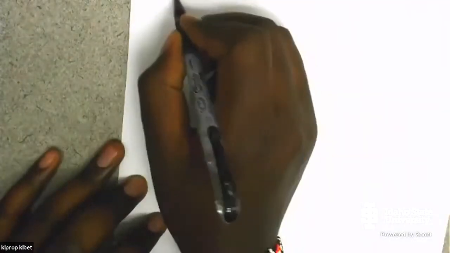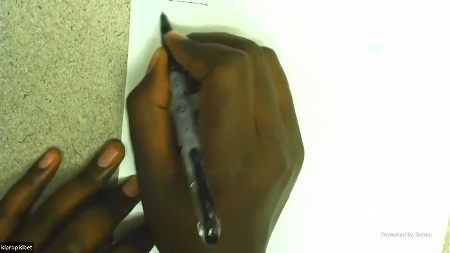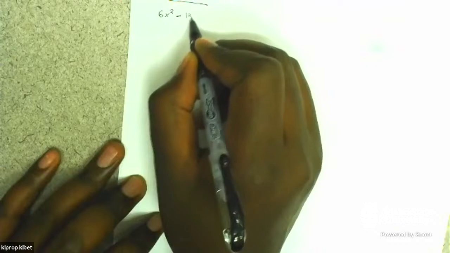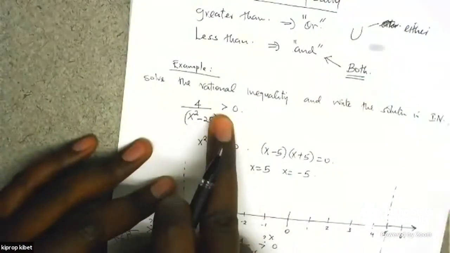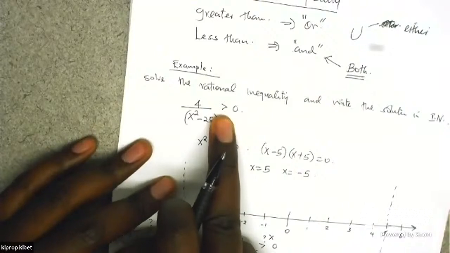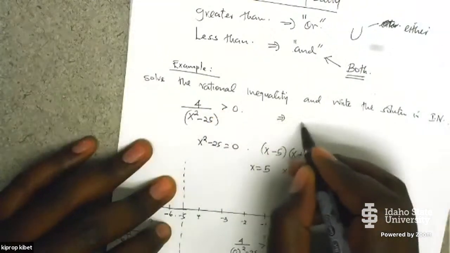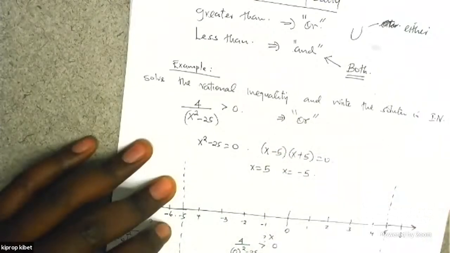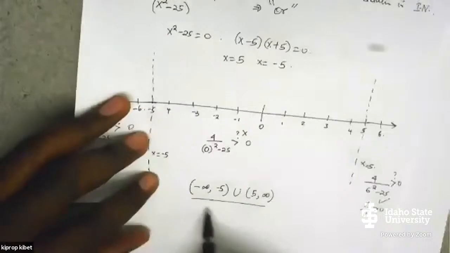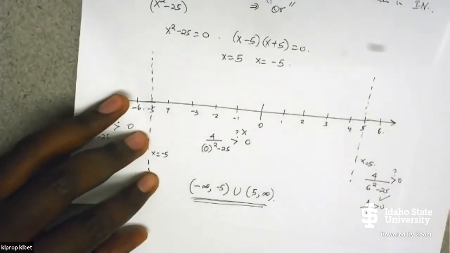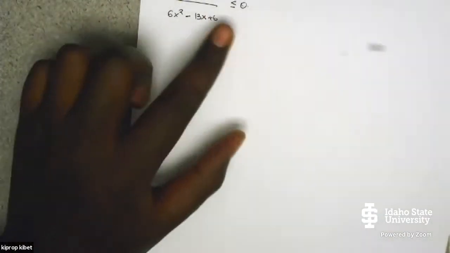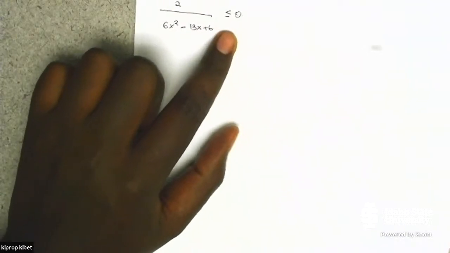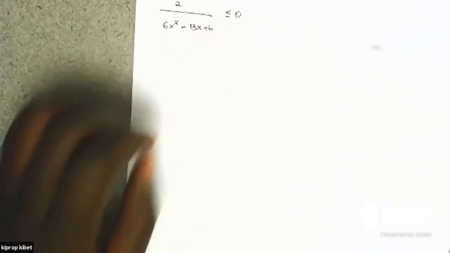If we are given to solve also 2 all over 6x squared minus 13x plus 6 less or equals to 0. Now, looking at this also, this one is what? Greater than, right? So that means this one is what? If it is odd, then you should get something like that. Now, if you look at this example, this one should be and.